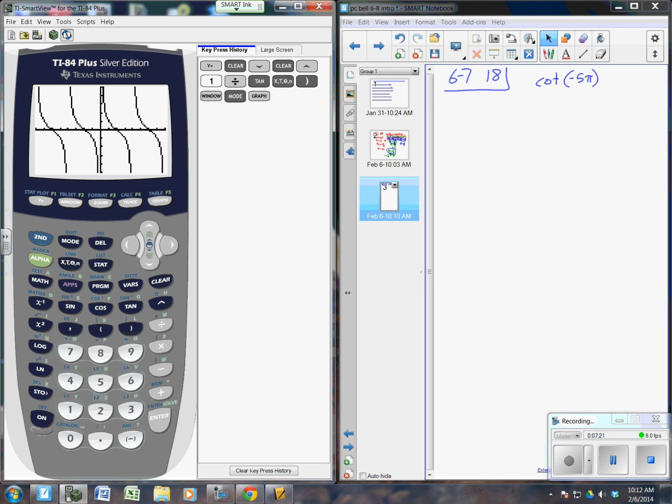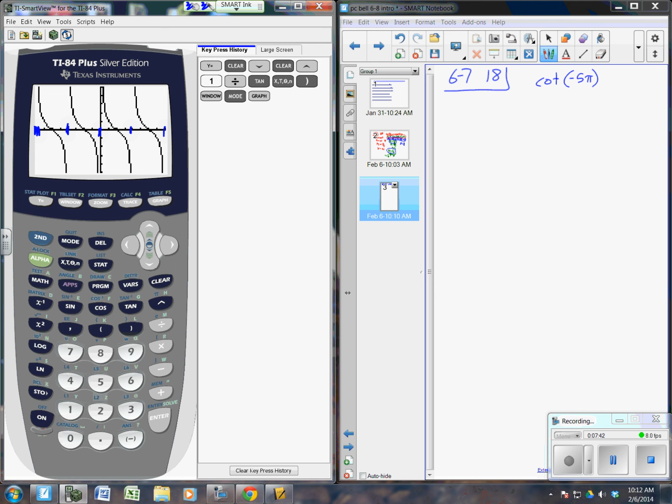Now, I want you to notice right here that this graph only goes to -2 pi, right? Do you see that, Trayson? It only goes to -2 pi. We know this is 0, this is 1 pi. No, -pi, 0, 1 pi, 2 pi.